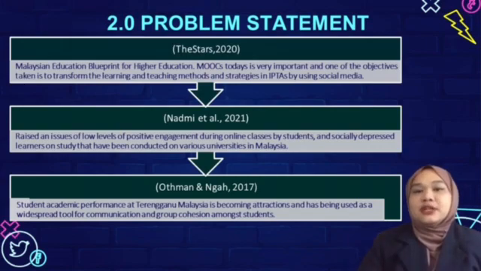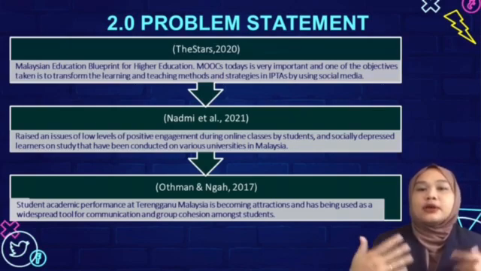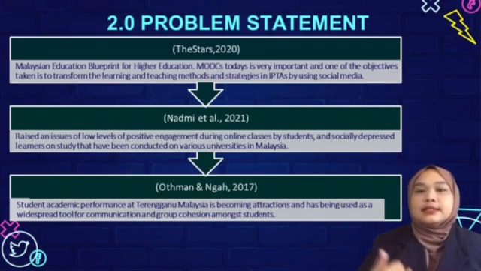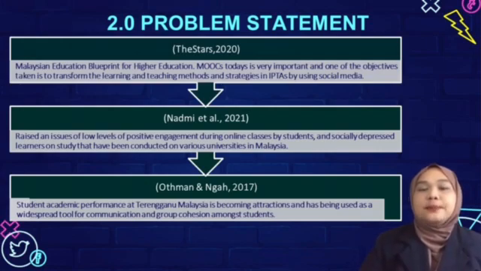According to Natmi et al. 2021, the risk and issue of student positive engagement in online classes is low and students are socially depressed, based on studies conducted at various universities in Malaysia. Recognizing these issues, data was collected from 468 students and revealed a variety of challenges that students face when using IT platform applications for online learning.